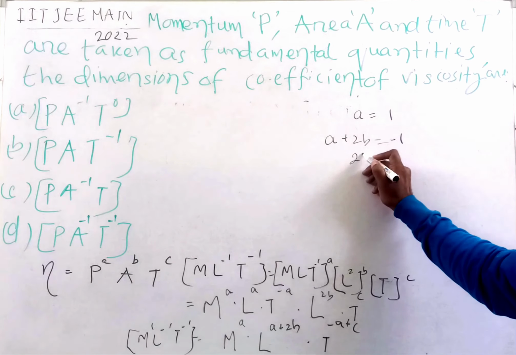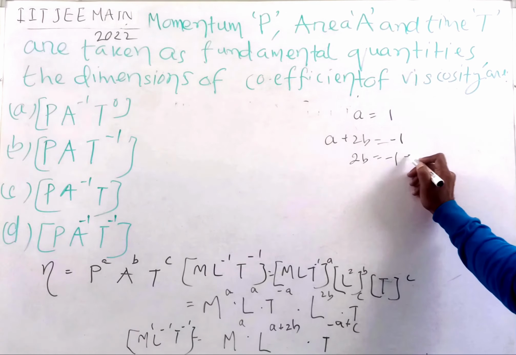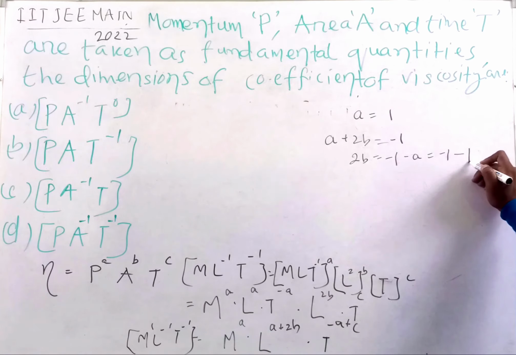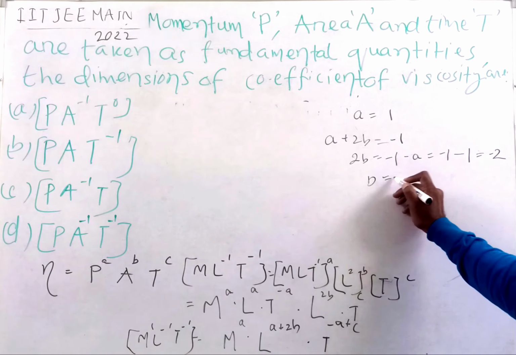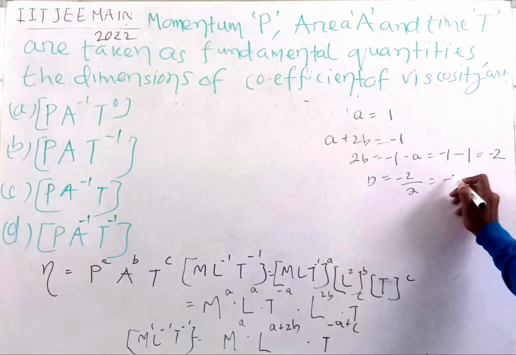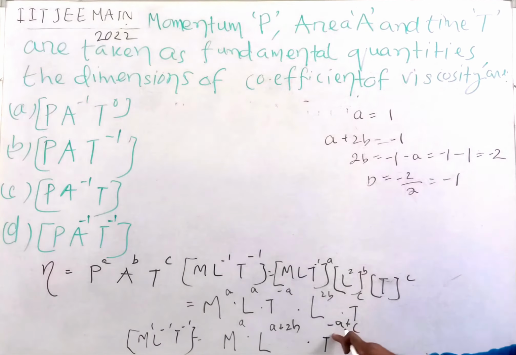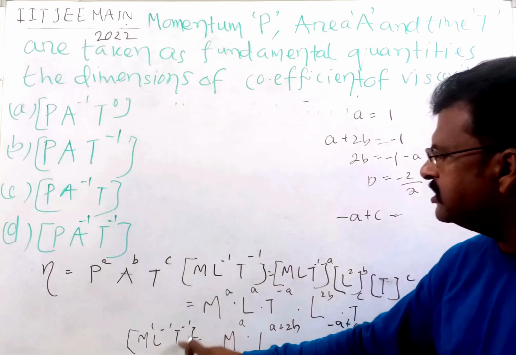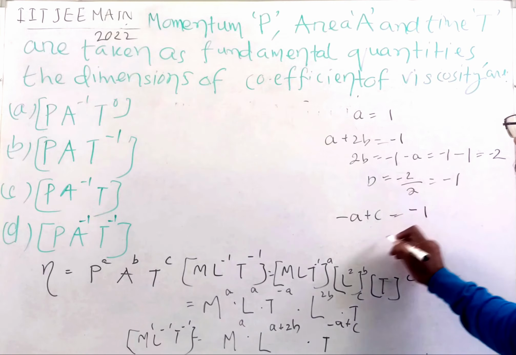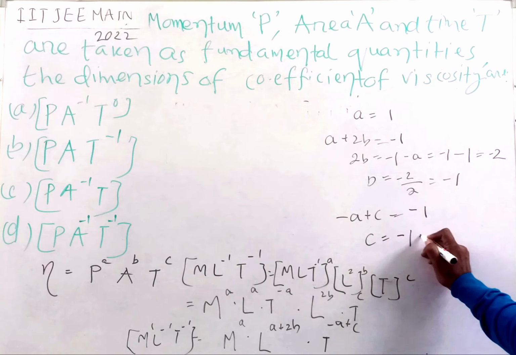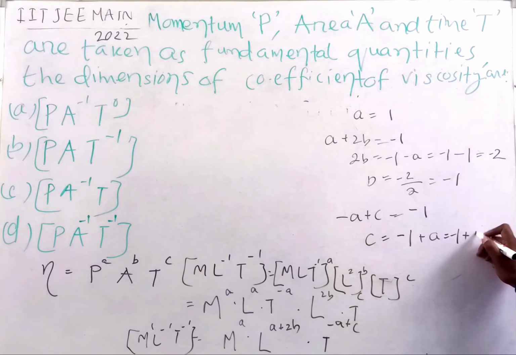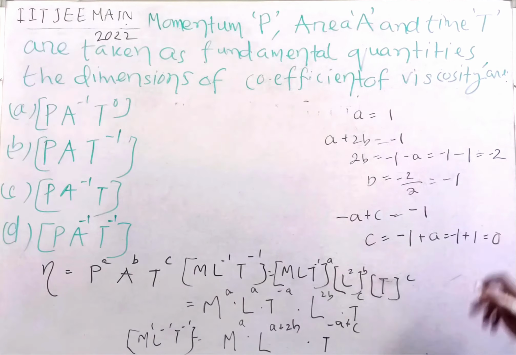Or students, 2b is equal to minus 1 minus a. We have the value a is 1, so this becomes minus 2. So b is equal to minus 2 by 2, which is minus 1. Okay students, minus a plus c is equal to how much? This has dimensions minus 1. So c is equal to minus 1 plus a, and a means 1. So c is equal to 0.